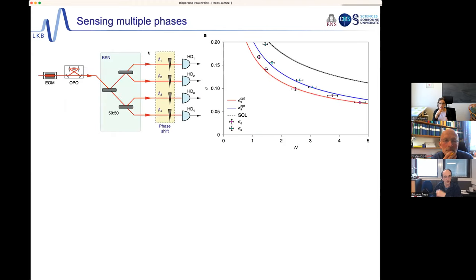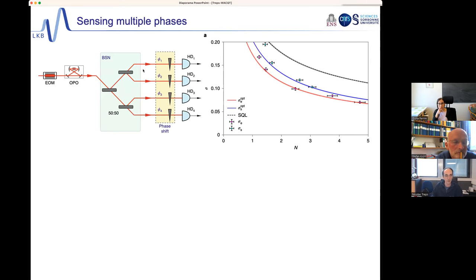So maybe I'll go directly here. So how do they generate entanglements? They take one squeeze beam and they split it on a beam splitter. And this is a fact, I don't give the explanation, but when you take squeeze light and you split it in two, you get two entangled beams.